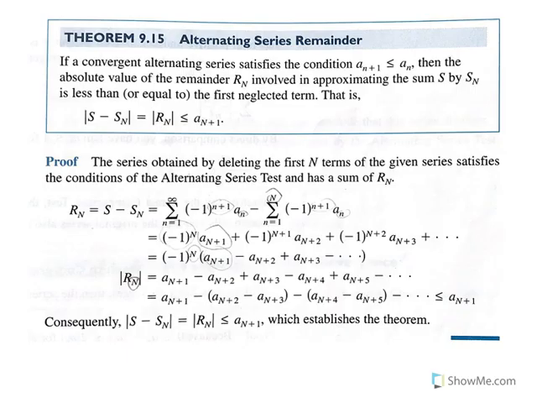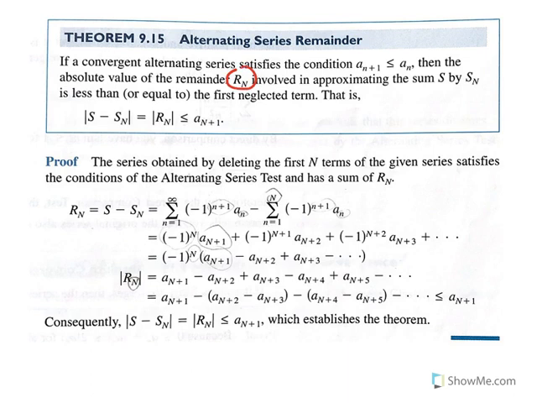So here we're going to take a look at the alternating series remainder theorem, Theorem 9.15, and it states the following. If a convergent alternating series satisfies the condition that the n plus 1th term is less than or equal to the nth term, then the absolute value of the remainder r sub n, what is this remainder r sub n?